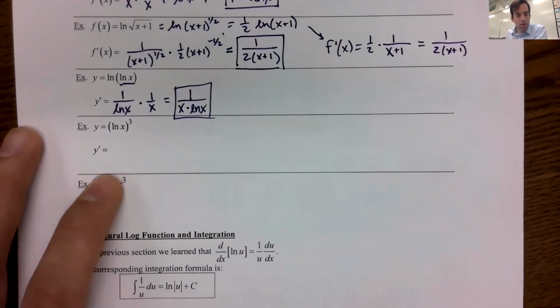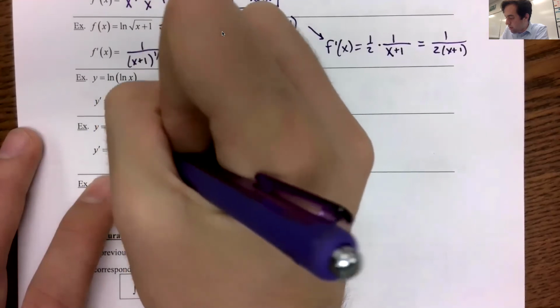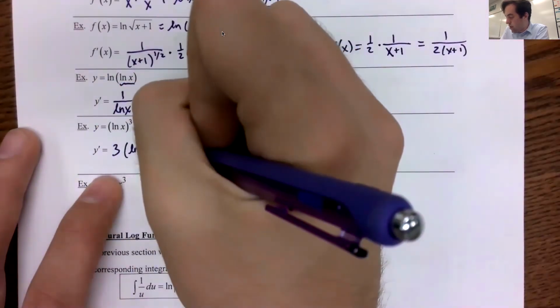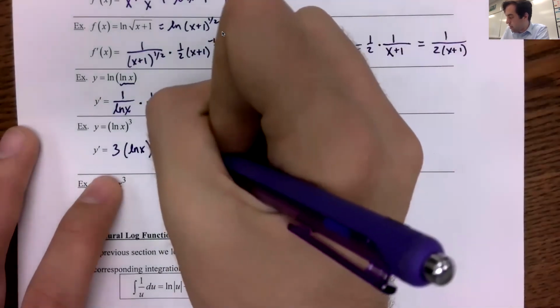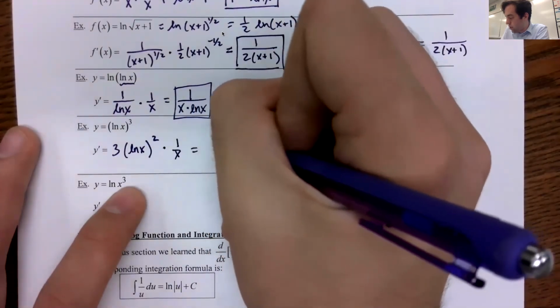Next question, what about if it's the natural log of x quantity cubed? Right, so we've got to go through a whole chain rule. So first we do 3 times the natural log of x squared. Then we multiply by the derivative of the inside. And the derivative of the natural log of x is 1 over x. So if we wanted to combine this into one fraction, it would look like this.